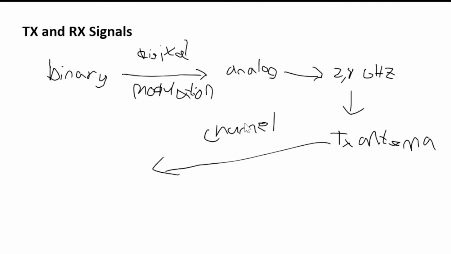Sorry, the writing is so bad. From the TX antenna through the channel to the destination, which is the RX receiver, or antenna. Both of these are antennas, but one is the transmitter, the second is the receiver. And then it's going to go through the same process as when we send the signal, but backwards. So from analog we received it, and then we use digital modulation to turn it into binary, and that is how the signal goes from A to B.